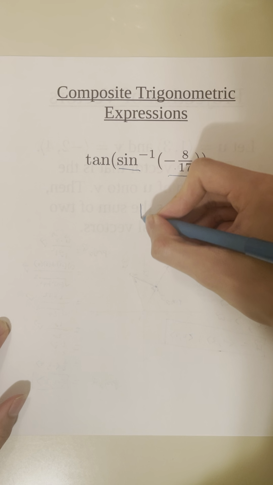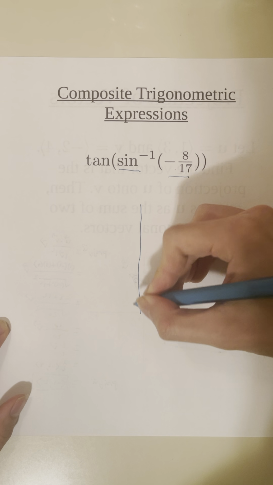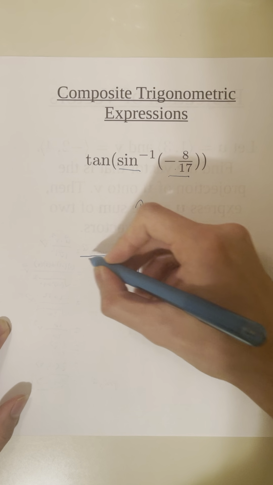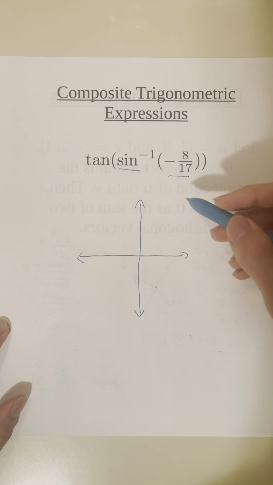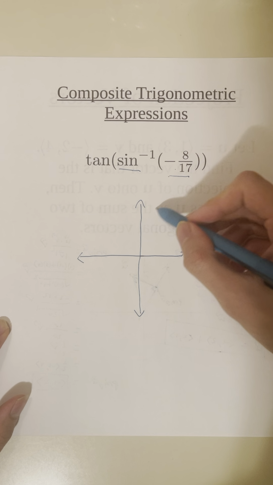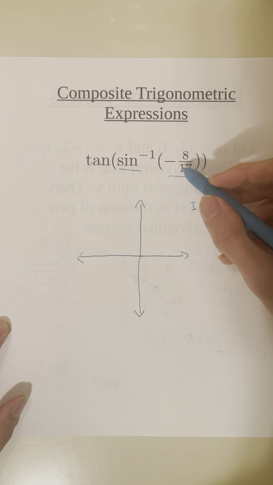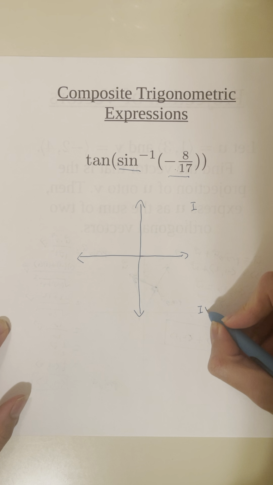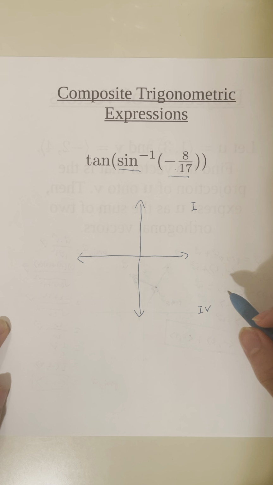Here's what to do when taking arc sine of a negative number. So since this is negative, in what quadrant are we going to be drawing our triangle? With arc sine, if the number is positive, you're going to be drawing the triangle in quadrant 1. If it's negative, you're going to be drawing it in quadrant 4. Okay, and what would our triangle look like?